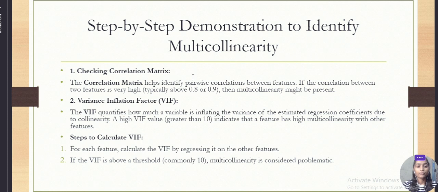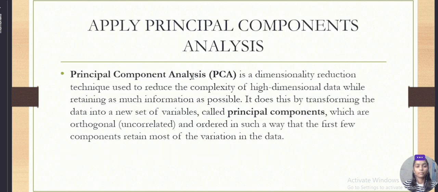Steps to calculate VIF. First, for each feature, calculate the VIF by regressing it on the other features. Second, if the VIF is above a threshold, commonly 10, multicollinearity is considered problematic.